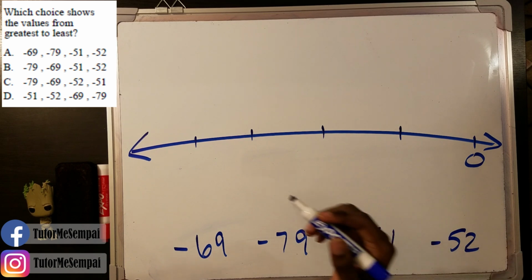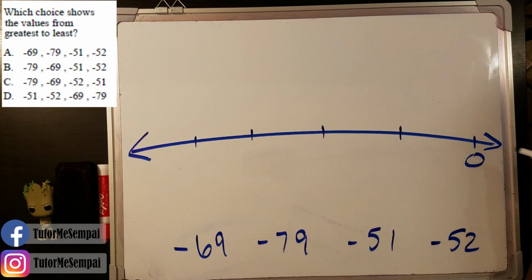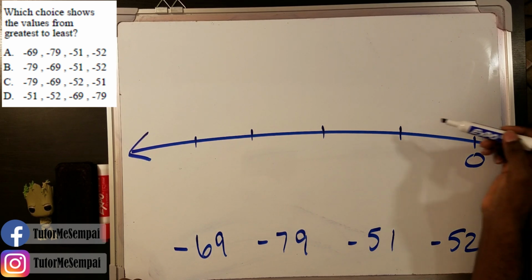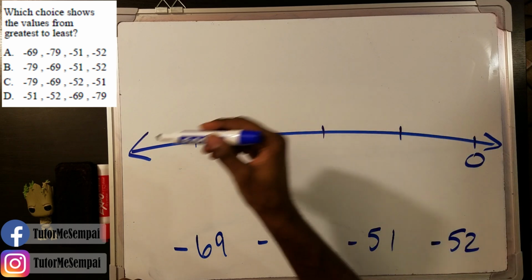Which one is going to go first? Notice that we're having 0 here. That means 0 is the biggest thing. We're only looking at negative numbers. Negative numbers are any number less than 0. So 0 is on our extreme right. So as we're going to the left, we're getting more and more and more negative.